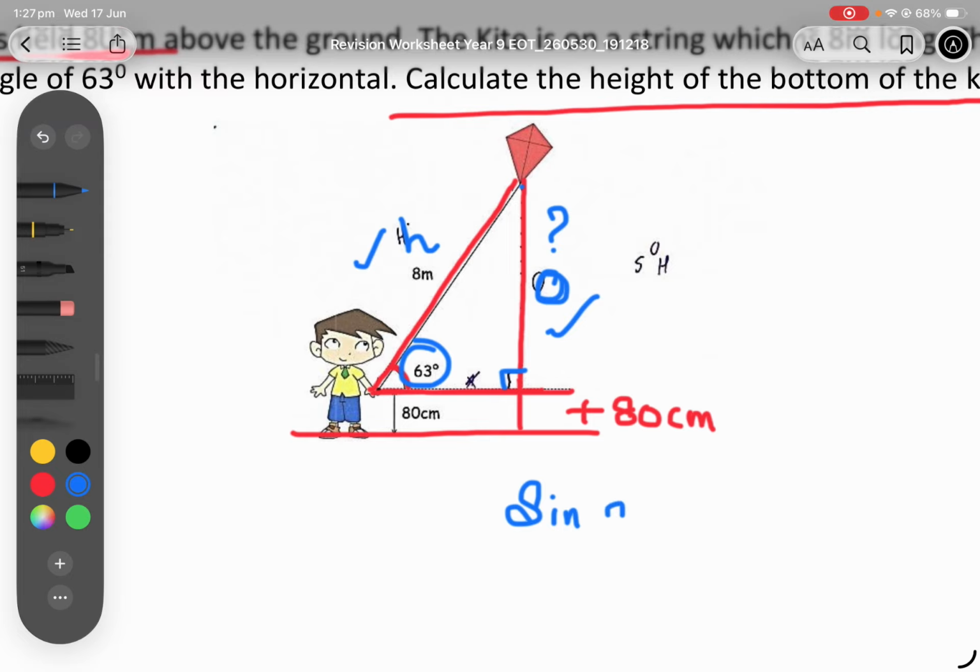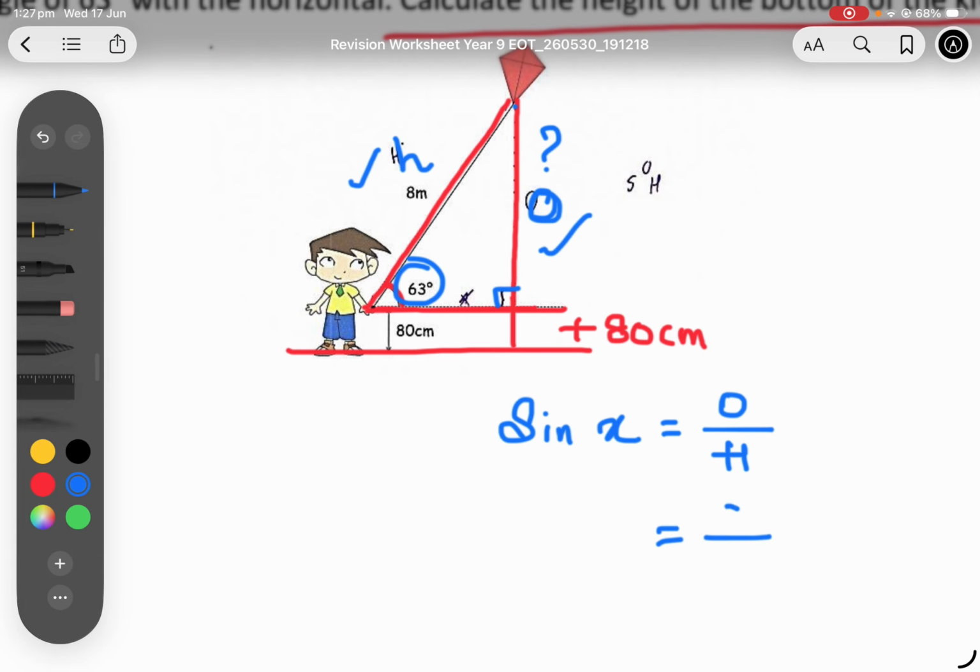Sine of the angle is equal to opposite upon hypotenuse. Opposite, I do not know how much it is, so it will remain opposite only. Hypotenuse is 8, angle is given, so sine of 63.